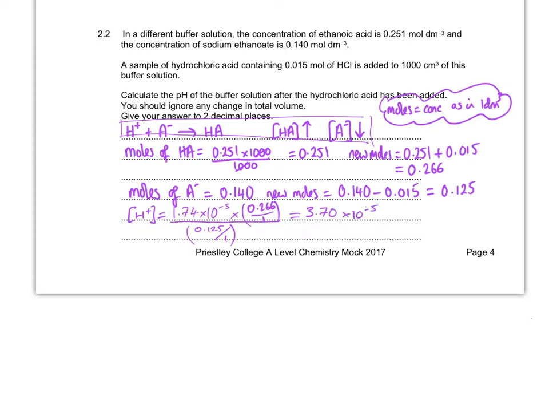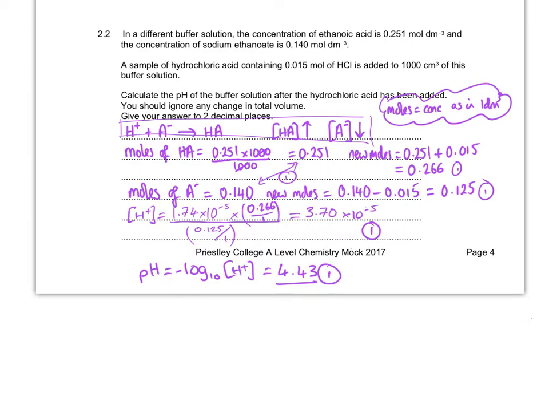There is space on the next page, but I'm going to finish it off on this page so you can see it. Obviously, I now need to convert that hydrogen ion concentration into a pH. And that gives me a pH of 4.43. Again, 2 decimal places.